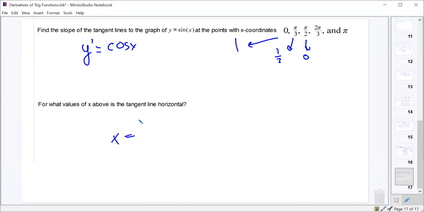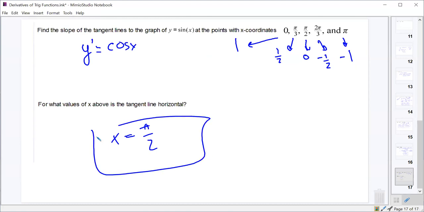So we'll go down here at pi over 2. What about at 2 pi over 3? What's the cosine of 2 pi over 3? Negative 1/2, good. And the cosine of pi should be negative 1. So of the 5 values we had there, only one of those points has a horizontal tangent line. Everybody feeling okay with the basics of taking derivatives of trig functions and being able to evaluate them at certain values?